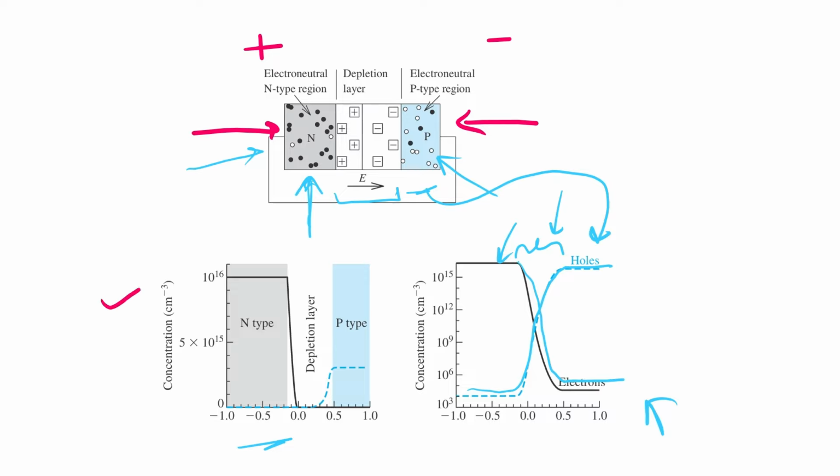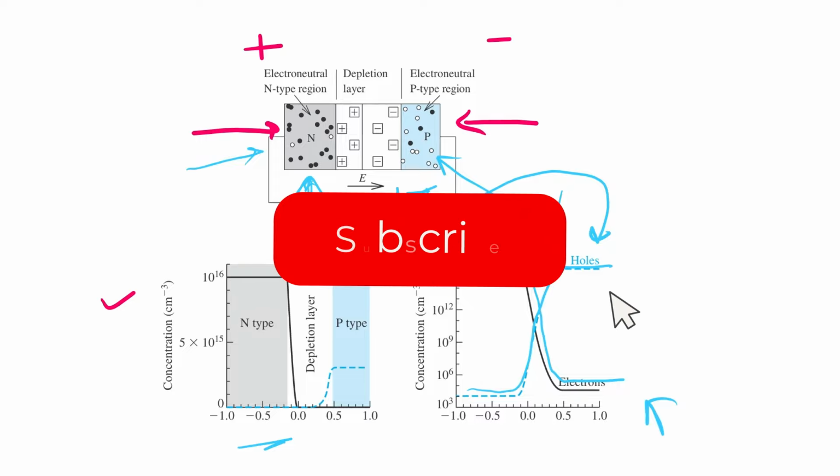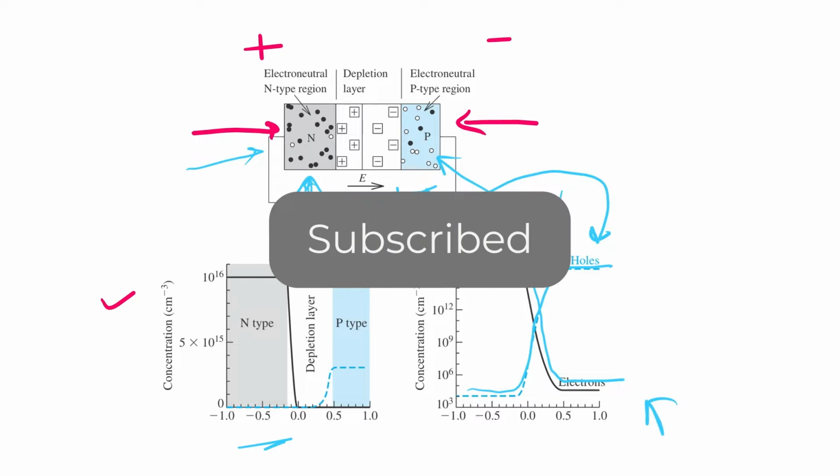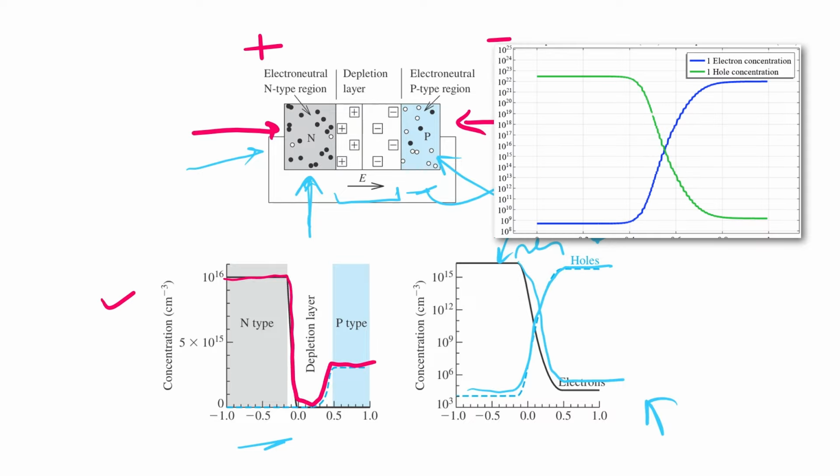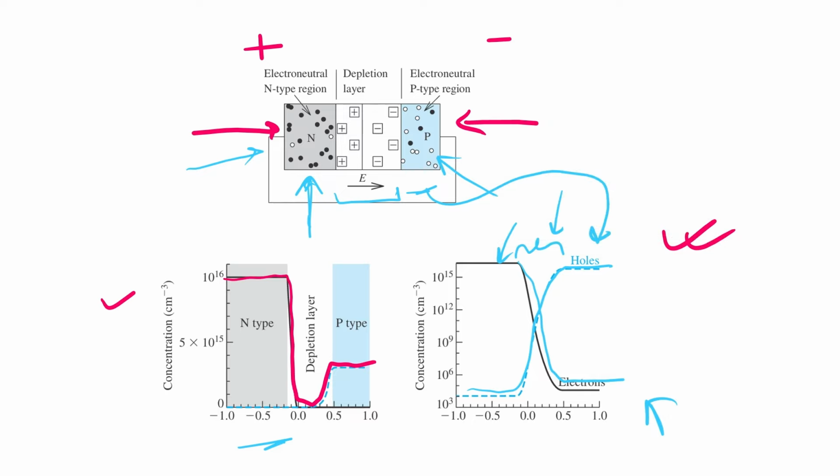And here also we have the concentration profile. Let's say you have n-type and p-type, and this is how the concentration profile actually looks. So in our simulation we will try to see if we can actually replicate this graph. So let's see how we can solve this model in COMSOL.